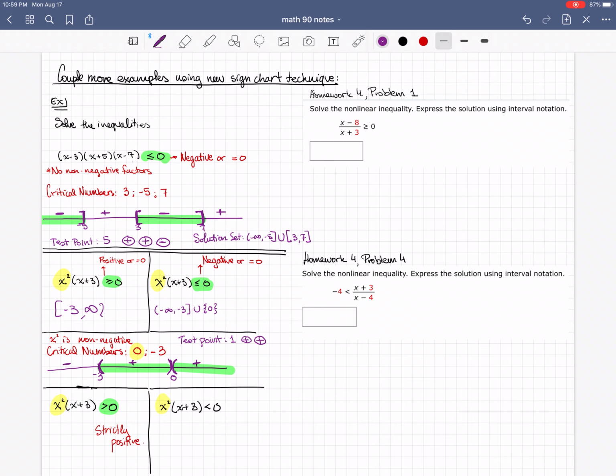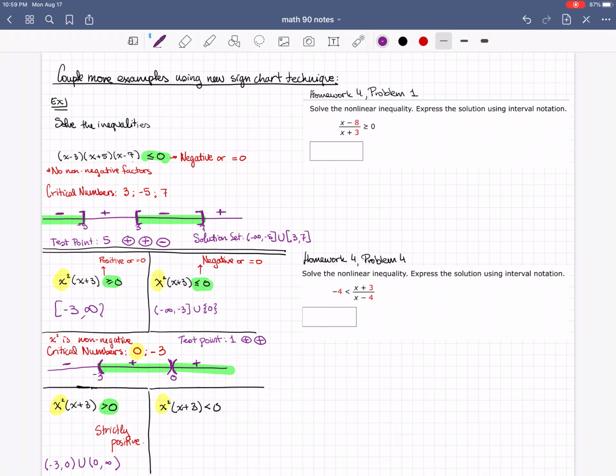Also, if you don't want back-to-back parentheses like this, you can put an empty circle there to indicate that you're skipping over the 0. So the solution set here is negative 3 to 0, skip the 0, and then from 0 to infinity. Remember, in interval notation, we indicate that we're skipping a value by using parentheses.